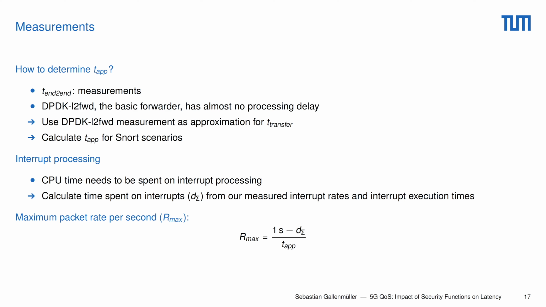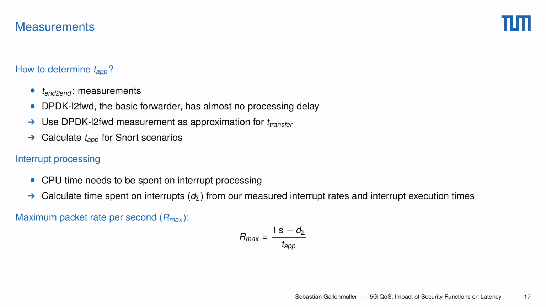But what we also know from our previous measurements is that the DPDK forwarder, the most basic example that we have, actually has no real processing delay, because the application basically does nothing except for receiving and sending out packets almost instantly. So we can use this DPDK layer 2 forward example as an approximation for our T-transfer. We now have our T end-to-end and then can calculate TApp for our Snort scenarios.